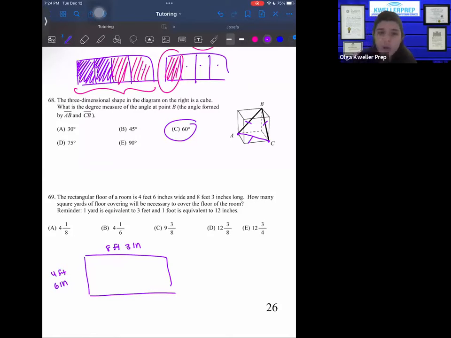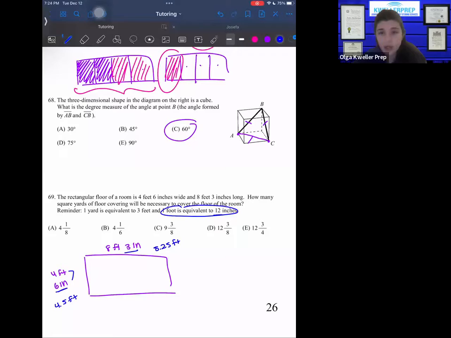So the way that I would try to deal with this is try to deal with all one, right? So instead of feet and inches, let's try to convert this whole thing just to feet. This is easy because we know that 1 foot is 12 inches. So 6 inches is obviously half of 12, so that's half a foot. So I can just convert this to 4.5 feet. And then this is also not bad because 3 goes into 12 4 times. So I can just convert this to 8.25 feet.